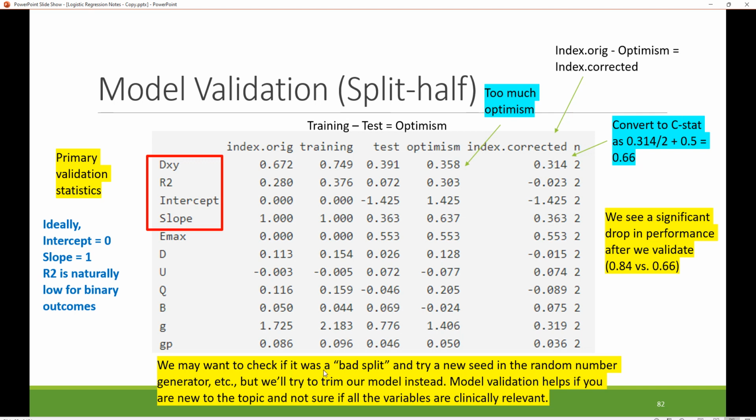And we may want to check to see if it was a bad split and try a new seed in the random number generator. So I mentioned that we randomly sample half the data set and then save the other half. To do that, we need a random number generator. It just gives us a starting point in how we get those random samples.